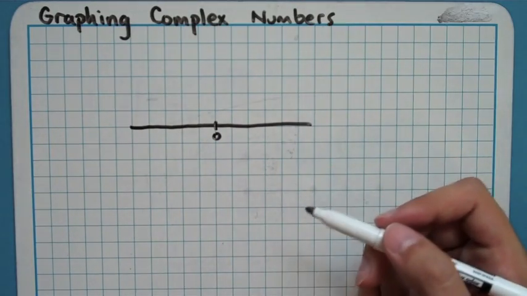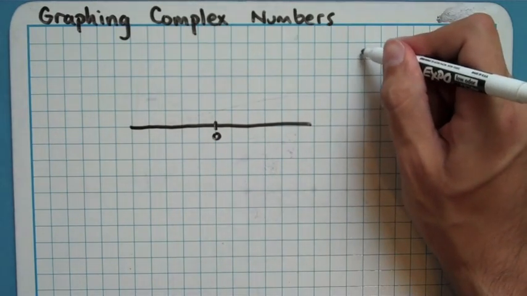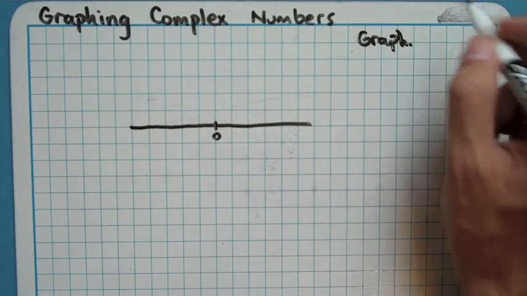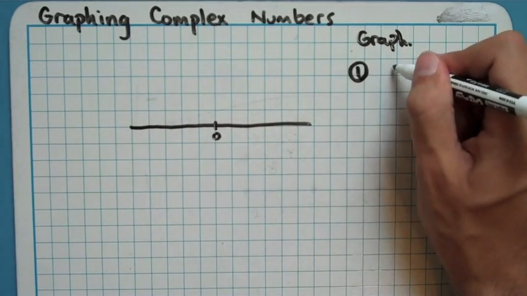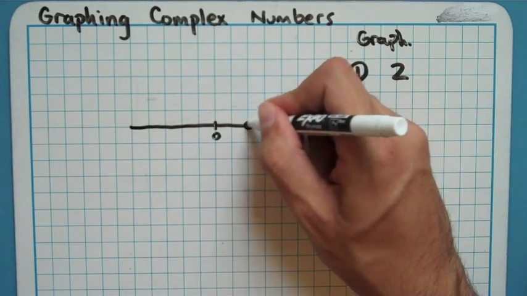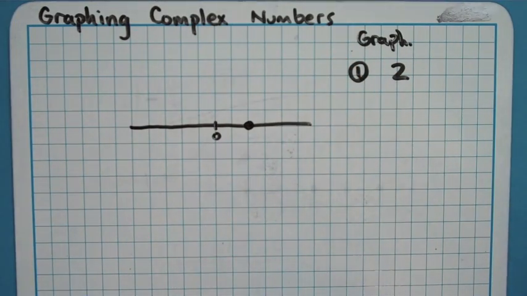And let's say I wanted to graph 2. So let's see, I'm going to make just like a little list of numbers that we're going to graph here. Let's say we wanted to graph the number 2. All we would do is go over to 2, and we put a dot right there. And that's graphing a number, like just a regular real number.